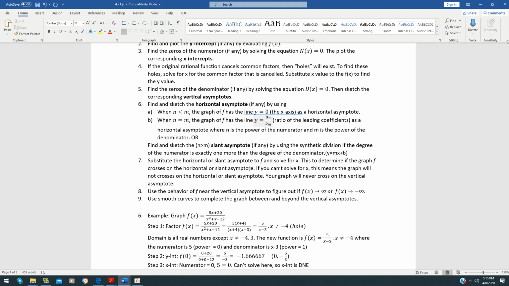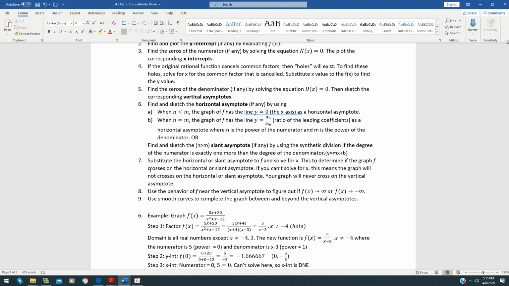This is how we figure out, because sometimes when you do the graph, your graph can cross your horizontal or your slant asymptote. How we do this is we set the function equal to whatever you found in step 6, the horizontal or slant asymptote, and solve for x. If you cannot solve for x, that means this graph is not going to cross these asymptotes. And just again, to remind you guys, your graph will never cross the vertical asymptote. So if I see any graph that crosses the vertical asymptote, going up and down, you will not get good points in this case.